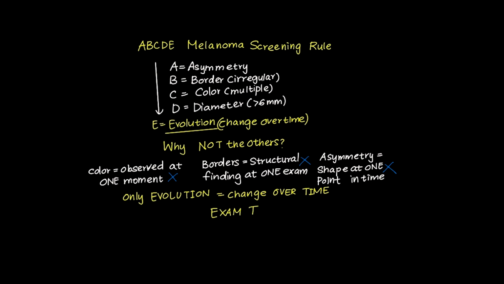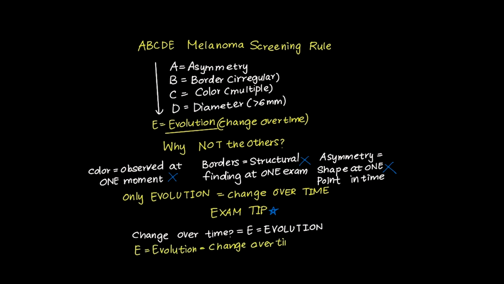Here's a WGU D443 OA exam tip for you. If a question asks about change over time in the ABCDE rule, the answer is always E for evolution. Quick recall hook. E equals evolution equals change over time. The E is the time traveller of the ABCDE rule.